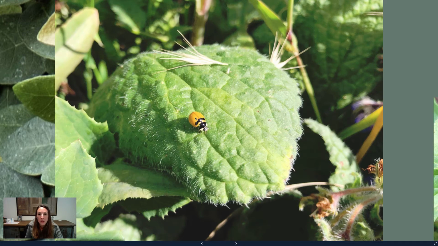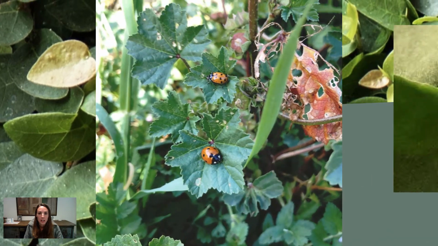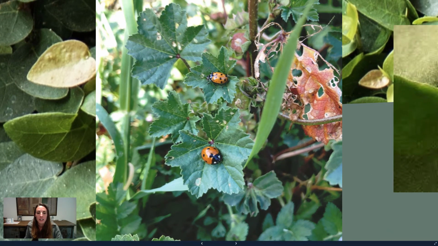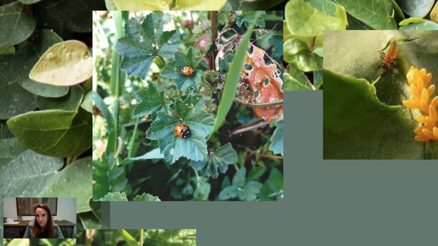They're yellow, and then they start to turn a light orange, and it's not till much later that they actually turn red and get spots. So this is a newly hatched one, and this is what they end up looking like as adults. Red or dark orange with spots.